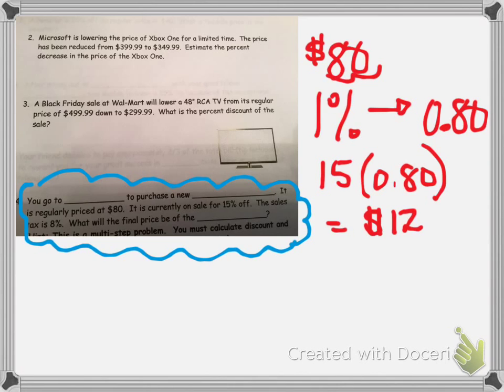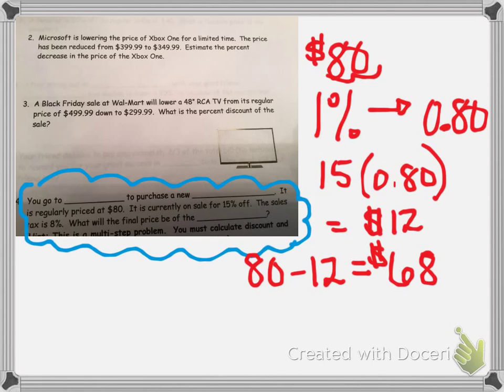Now again, this is a sale. You guys should know how sales work in real life. They don't make the price worse. They actually make it cheaper for you, which is better. So we're going to subtract that $12 away. That $12 is our discount. So $80, the original price, take away 12, is going to give us a sale price of $68.